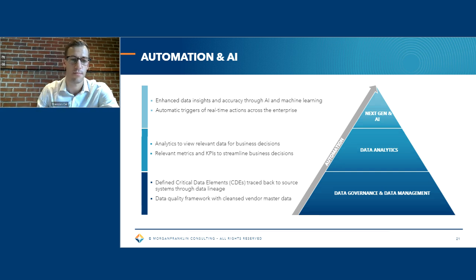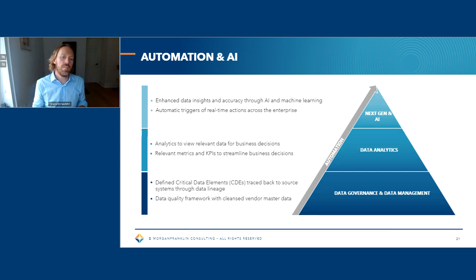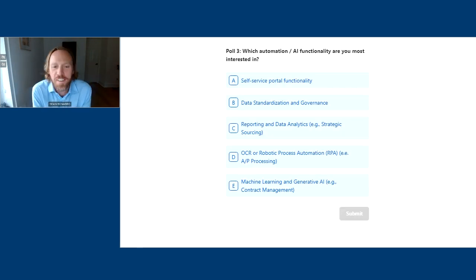OK, with all that talk about technology, let's have a technology-based polling question. Which automation or AI functionality are you most interested in? Is it A, self-service portal functionality, B, standardization and governance, C, reporting and data analytics, so strategic sourcing, for example, D, OCR and robotic process automation, RPA, we were just talking about some of that stuff, or E, machine learning and generative AI. So we've got about 9% of them in there.